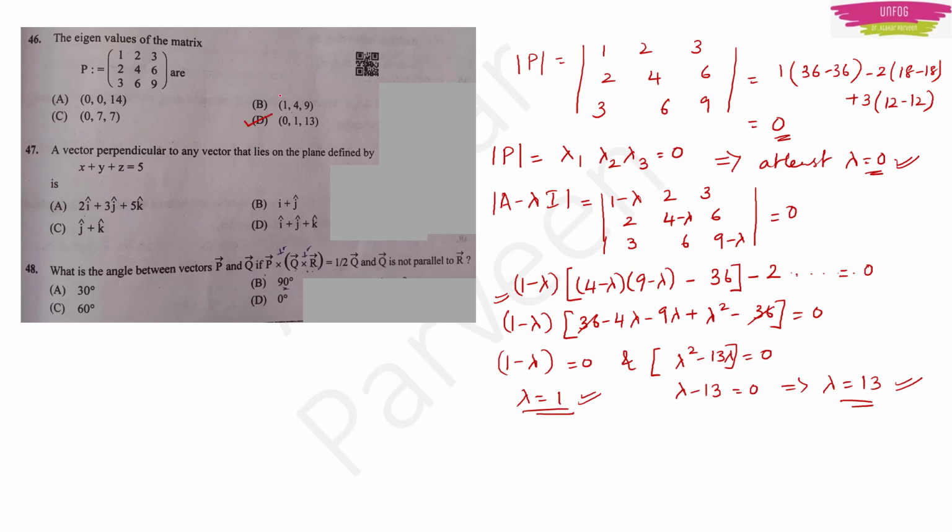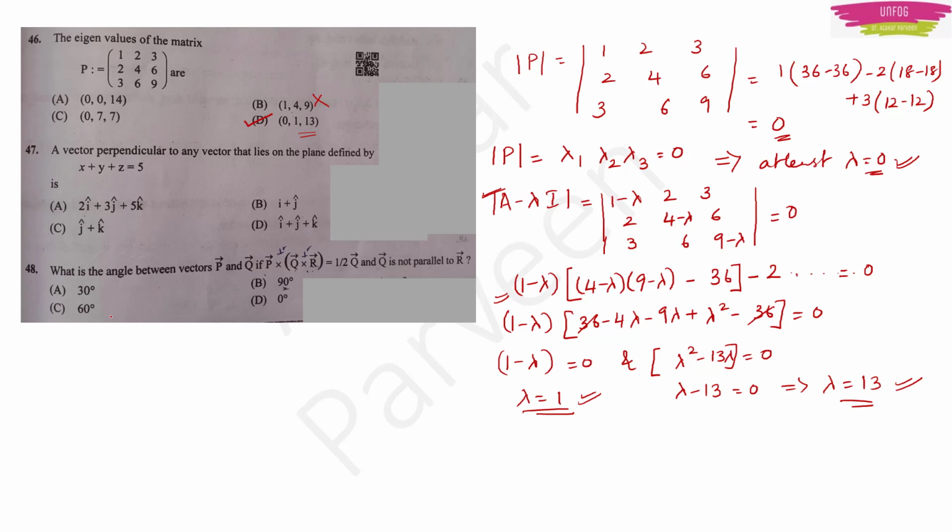Here, by seeing the question, when I found the determinant, only then I came to know that B is the wrong answer because there is no 0. The rest 3 options, any one could be there. But when I did A minus lambda I, only then I came to know about 1 and 13.